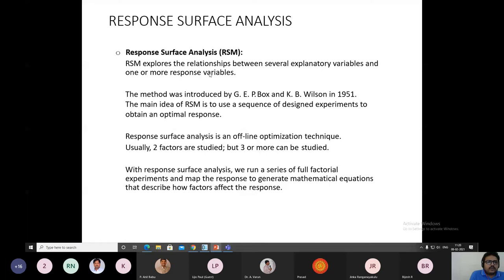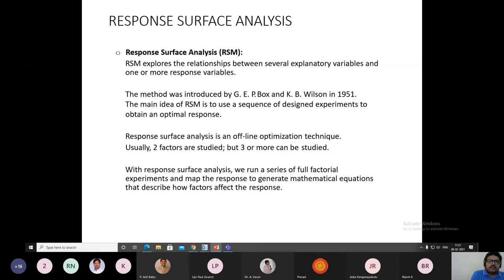Coming to another type of DOE, that is response surface analysis. As per the schedule, I understand that there are separate sessions on RSM, separate sessions on Taguchi, and separate sessions on full factorial. However, I'm giving the overview of DOE, like what you are going to learn and where this fits, the types of DOE, why DOE, and what the applications are.